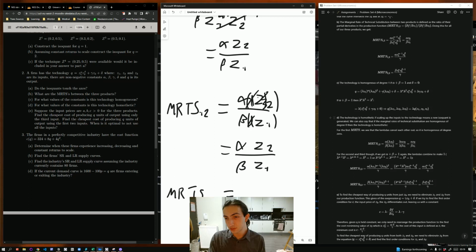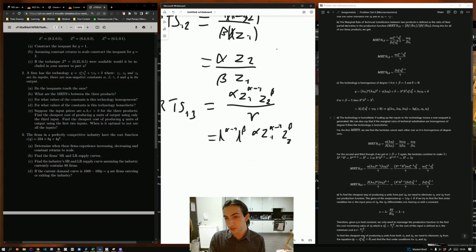So for example, if we did it with the MRTS for 1 and 3, which is defined as alpha Z1 to the alpha minus 1, Z2 to the beta, over gamma. If we put lambda within Z1 and Z2, we end up with lambda to the alpha minus 1 and then lambda to the beta. So lambda to the alpha minus 1 plus beta, and then you have alpha Z1 to the alpha minus 1, Z2 to the beta, over gamma.